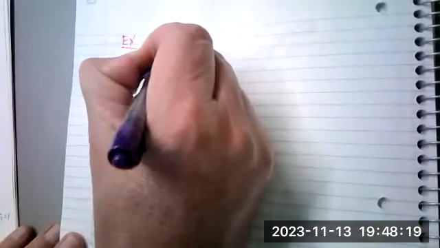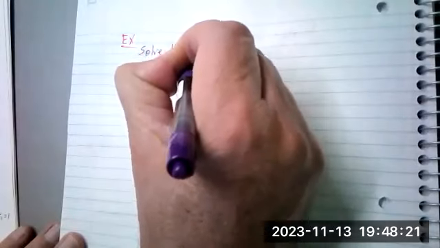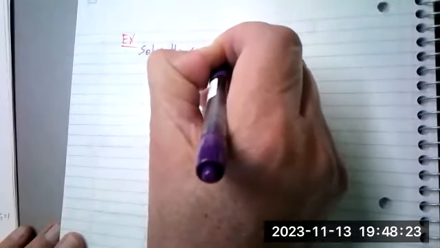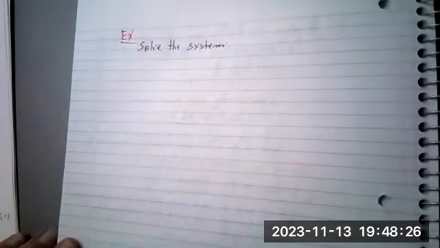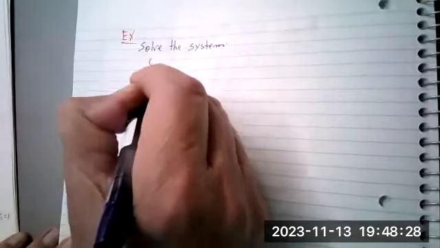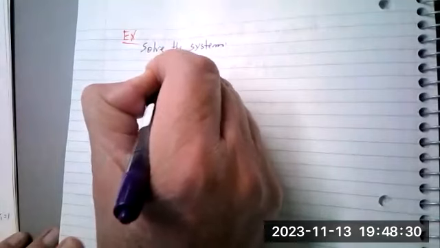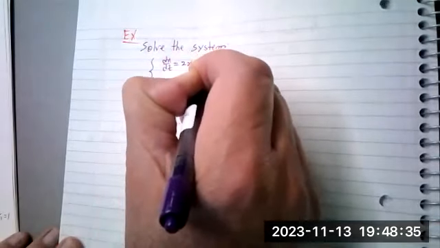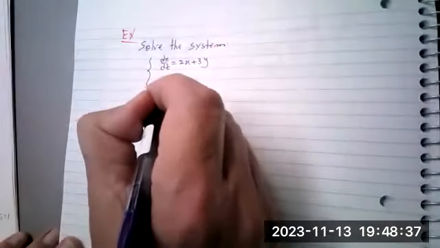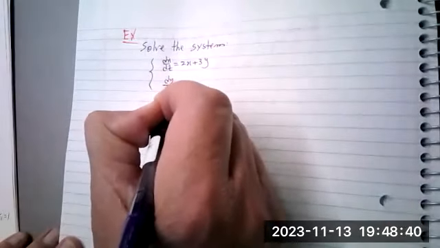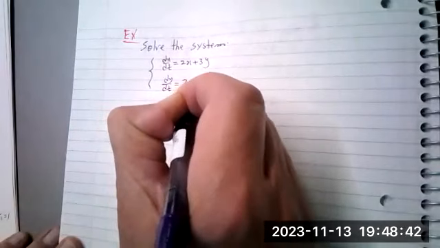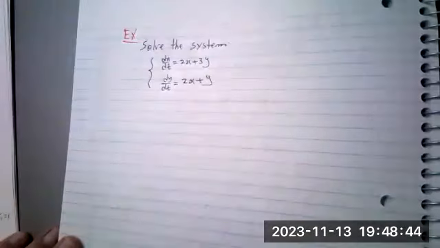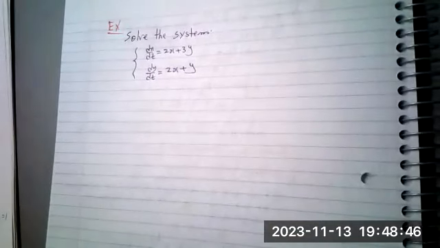Example. Solve the system. And this is going to be the system: dx/dt equal to 2x plus 3y, and dy/dt equal to 2x plus y. You want to solve the system.